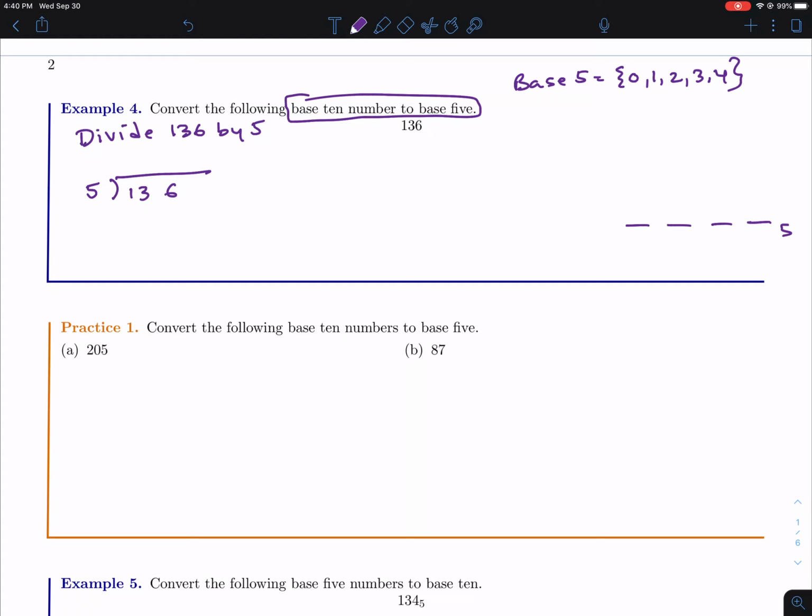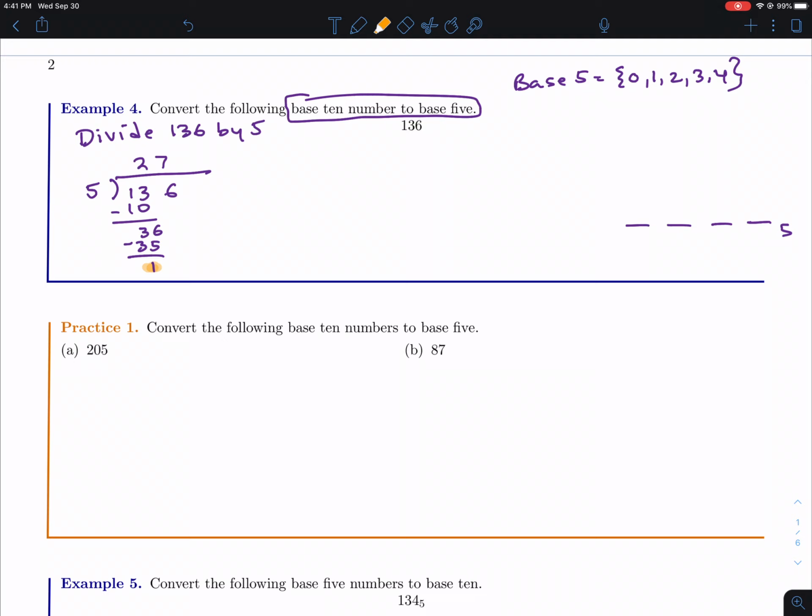So in this case, 5 goes into 13 2 times. 13 minus 10 is 3, 36. 5 goes into 36 7 times. Gives me a 35, so my remainder is 1. So I know at this point I need to stop, and so this remainder 1 is going to be part of my base 5 number that I'm trying to construct here.